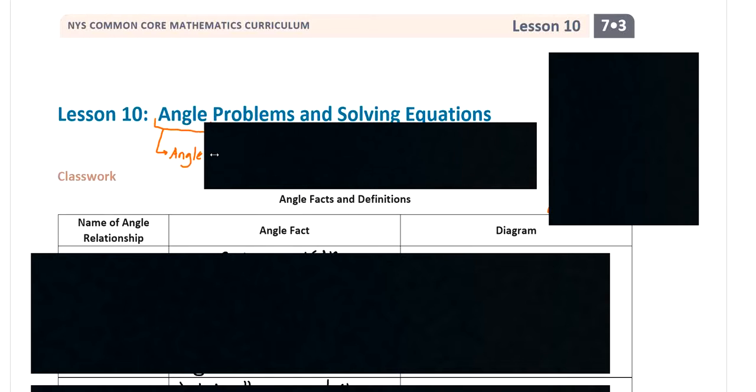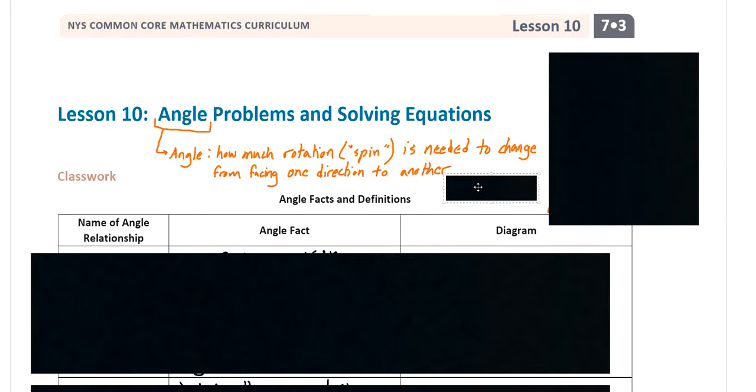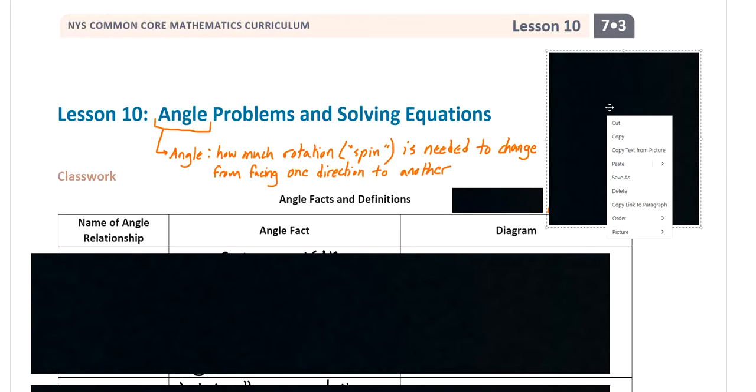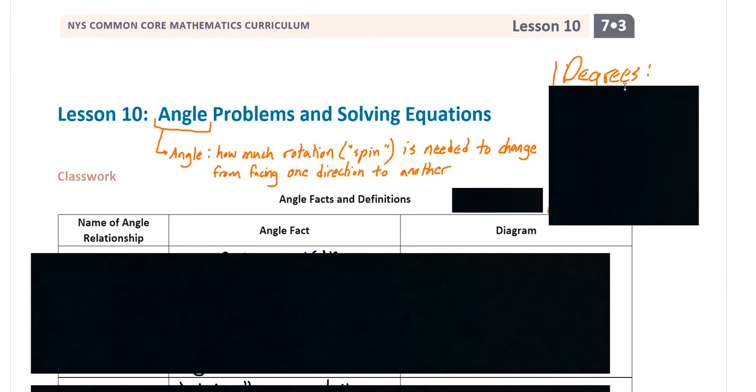And here's a little reminder for you. An angle is a measurement, but not of a distance. An angle is a measurement of how much rotation, which means spin, is needed to change from facing one direction to another. So we'll take a look at some lines, take a look at some rays to see what I mean by that. But overall, that's the idea we're going with: an angle is how much rotation is needed to change direction.